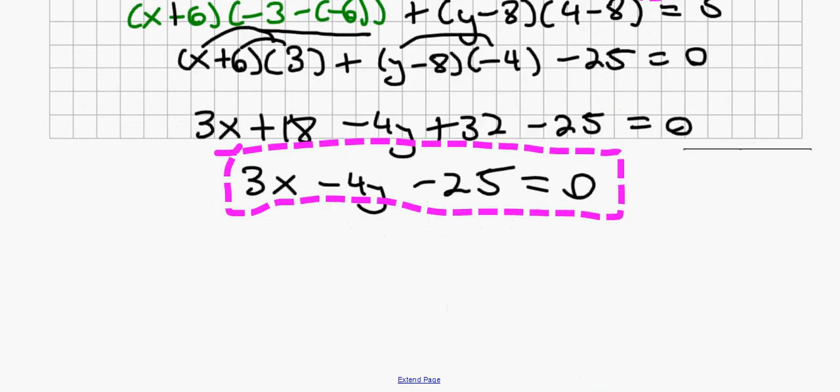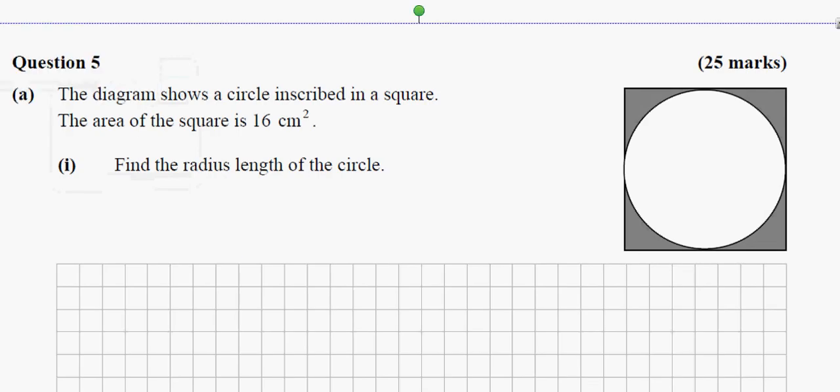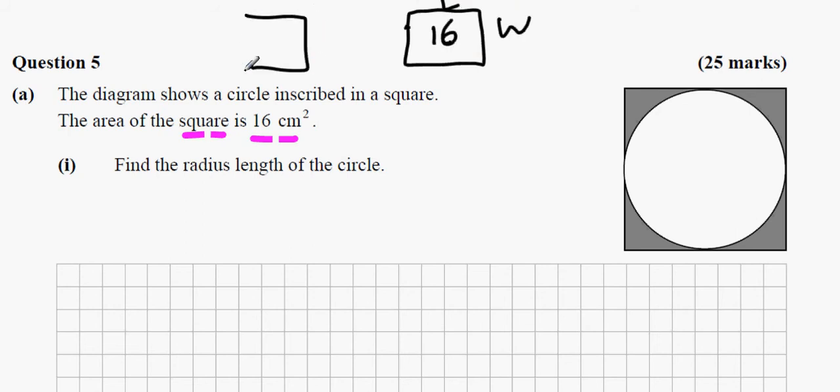So now we're on the next question. I'm going to pause this for a minute. Okay, so next question. The diagram shows a circle inscribed in a square. The area of the square is 16 centimeters squared, right? So what you have to remember about squares is that the area of a square is length by width, and in a square the length and width are the same. So we're going to get x by x equals 16. So x multiplied by x is x squared. x squared equals 16. x equals 4. So this means the length of the square is 4.